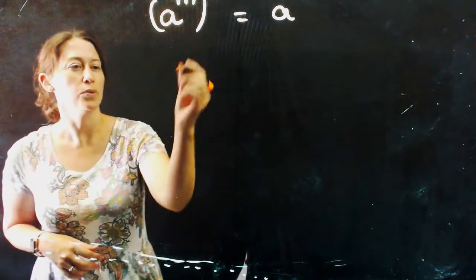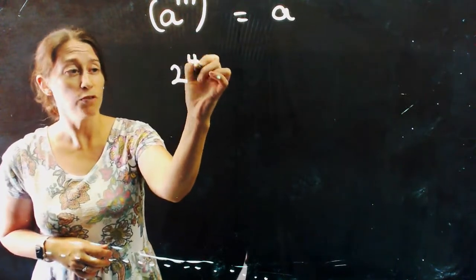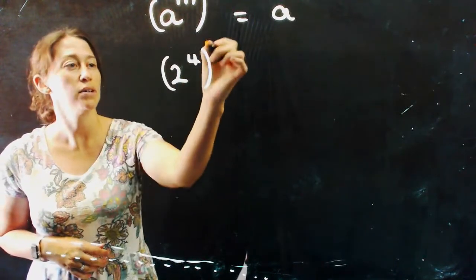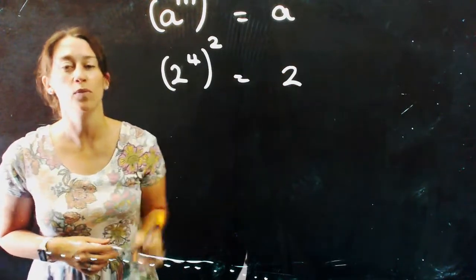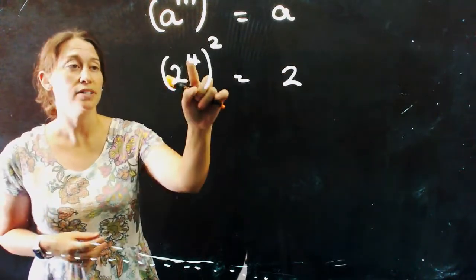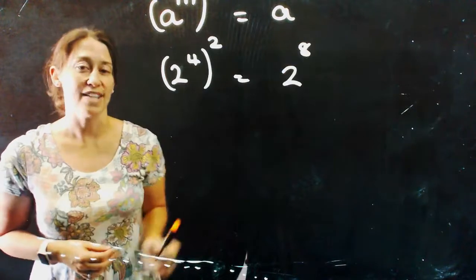So let's do an example. Let's keep base 2, 2 to the 4, and then let's raise that to another power, 2. So the base is 2. So when we simplify that, we get 2, and then the power is 4 times 2, which is 8.